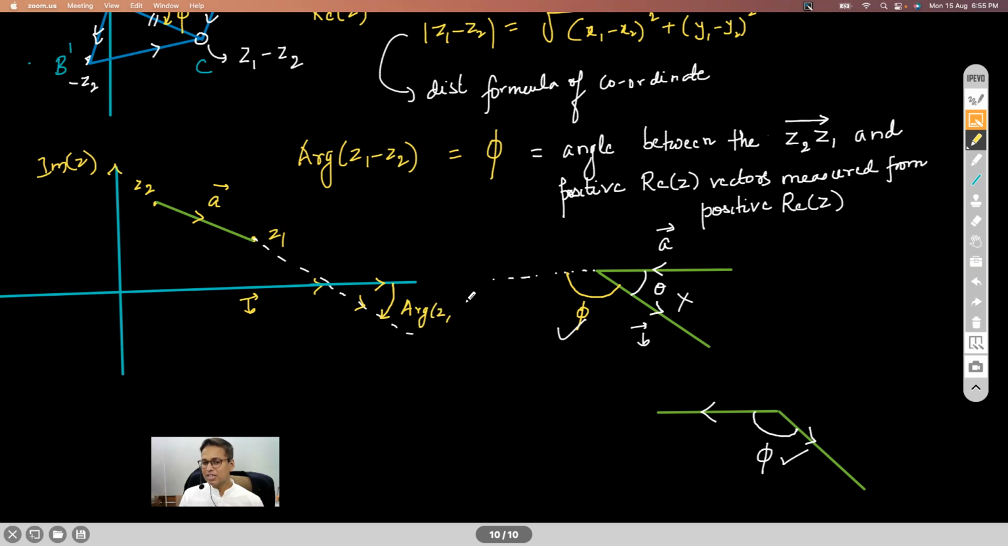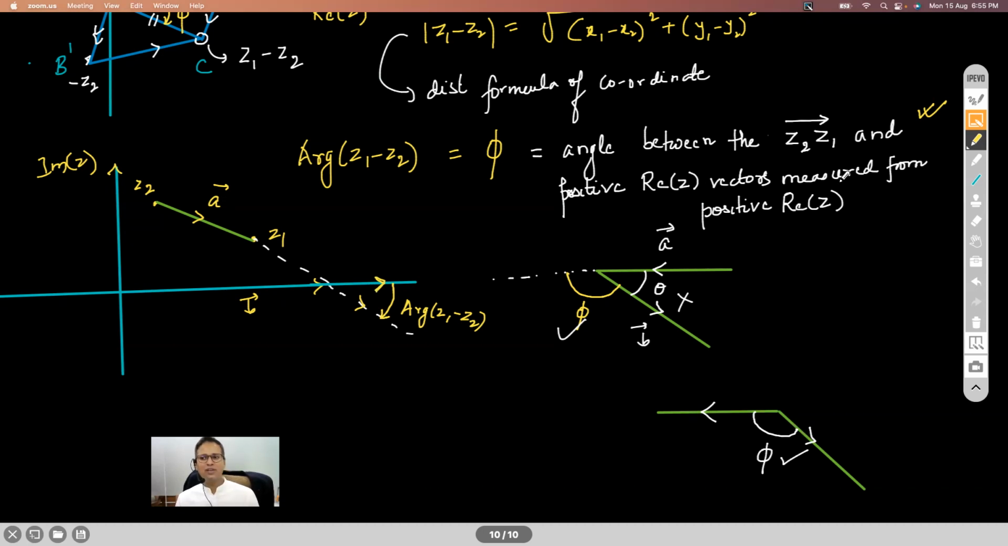This is very important, my dear. A lot of questions have been asked on this, and people make a lot of mistakes related to it. Understood what I said? So just note this down. This is very, very important. So it is the angle of the Z2 Z1 vector. So from Z2 to Z1 you make a vector, and you already know positive real Z axis. It is in this direction. What is the angle between them? Treat them like vectors.